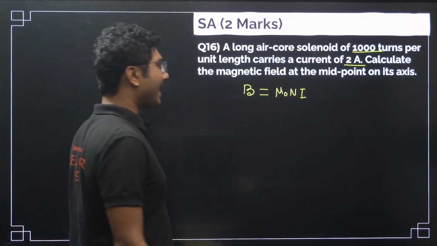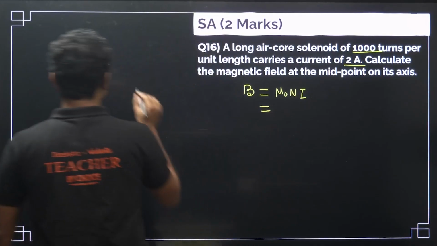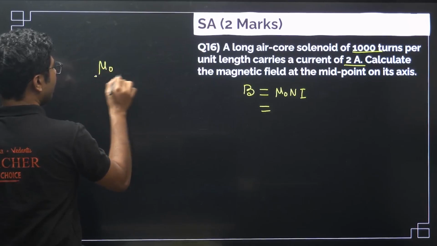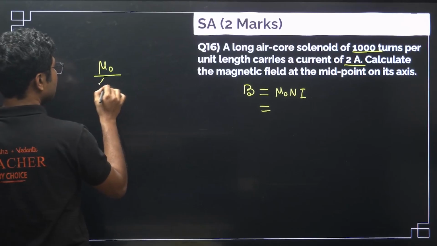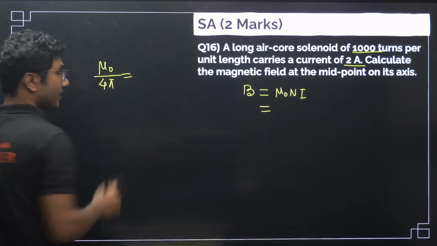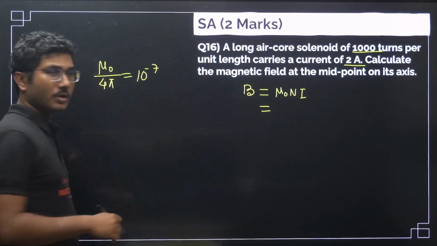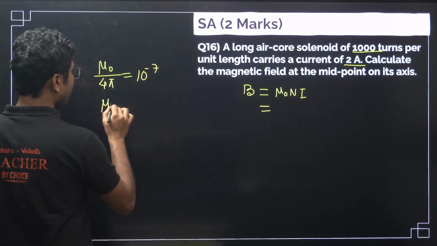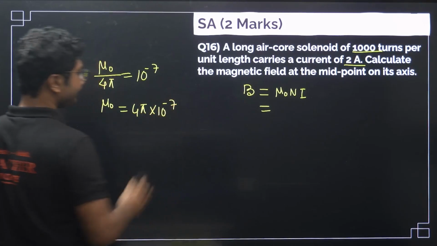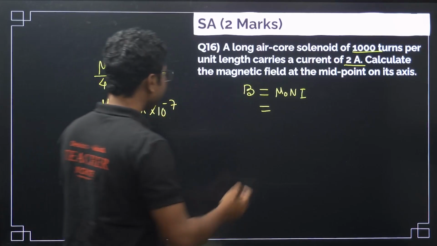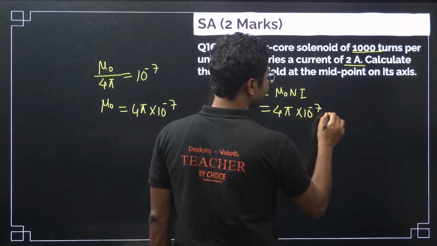Okay, mu naught N i. So, let us put those values. What is mu naught? Now if you remember, mu naught is the permeability of free space, epsilon naught is the permittivity of free space. It is 10 to the power of minus 7 SI unit. So mu naught is basically 4 pi into 10 to the power of minus 7. Now put the value over here, 4 pi into 10 to the power of minus 7.